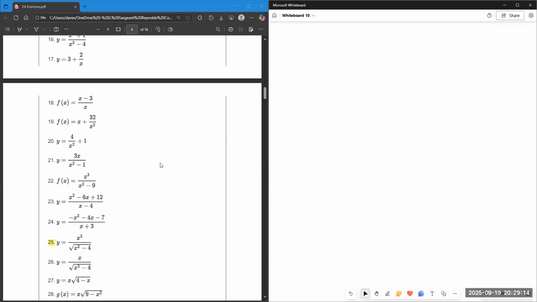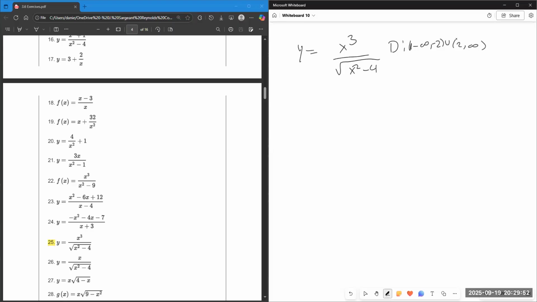So let's see now, we were done with number 13 there. On to number 25. y is equal to x cubed over the square root of x squared minus 4. So the domain here is that x has to be less than -2 or greater than 2, so that I don't have a negative inside of the square root.